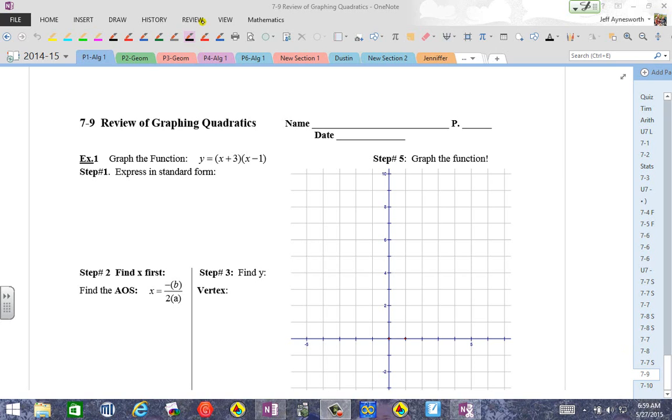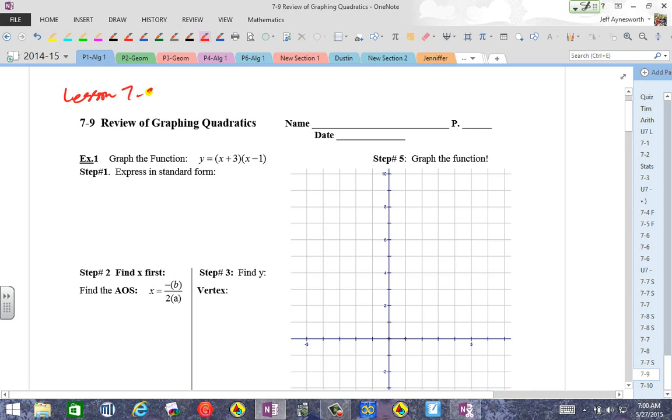Hey, good morning, everybody. This is Mr. Ainsworth, and we're going to get into a review of graphing quadratics using the vertex, by finding the vertex first and using the axis of symmetry and finding the x-intercepts. This is all based upon lesson 7.3, so pause the video and get lesson 7.3 out.